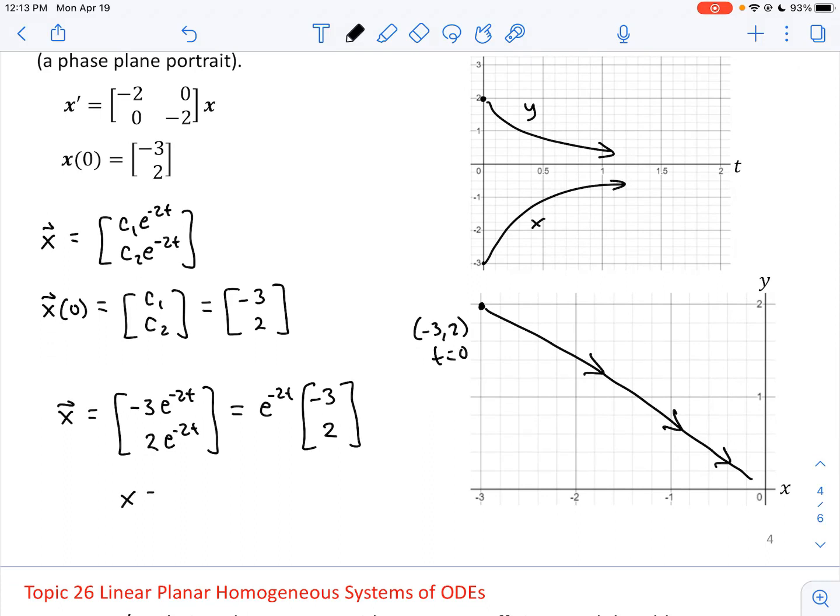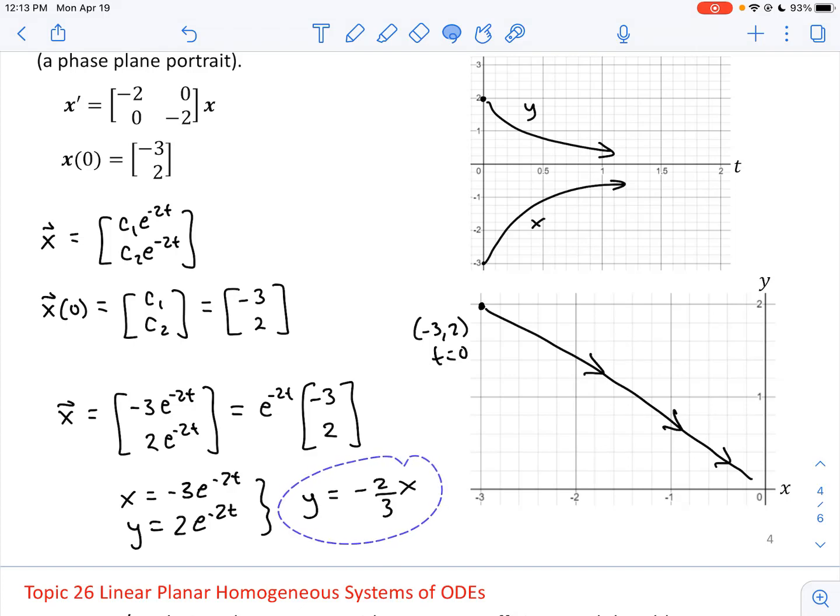because we know that x is equal to -3e to the -2t and y is equal to 2e to the -2t. I could do a substitution and say that e to the -2t is equal to x divided by -3, and then replace that right here. So in other words, together these imply that y is equal to -2/3 of x. So this is the path in the xy plane that this parameterization will follow.